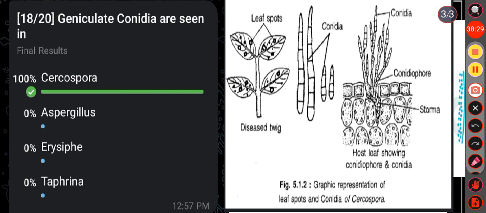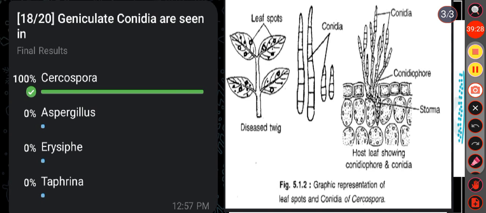Okay. Then next question, geniculate conidia are seen in option A Cercospora, option B Aspergillus, option C Erysipeae, option D Tapharina. Here the correct answer is option A, that is Cercospora. Then what is geniculate conidia? Remember, the term geniculate refers to a bent or knee-like structure. So geniculate conidia means the conidia can exhibit a slight curve or be slightly bent, contributing to the geniculate appearance. And this type of conidia are produced by the fungi Cercospora, right?